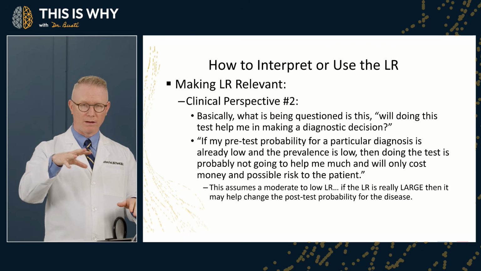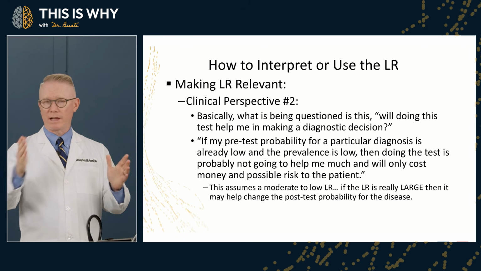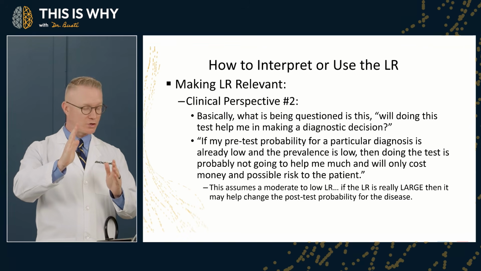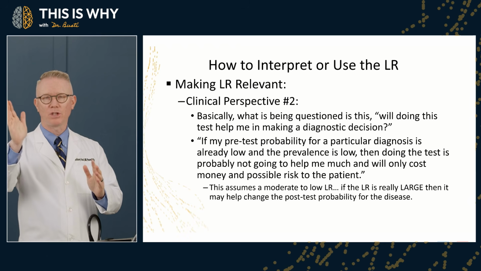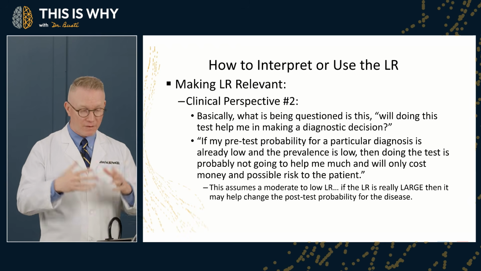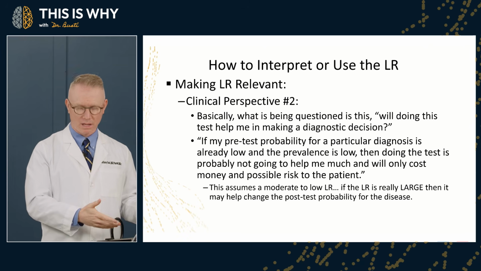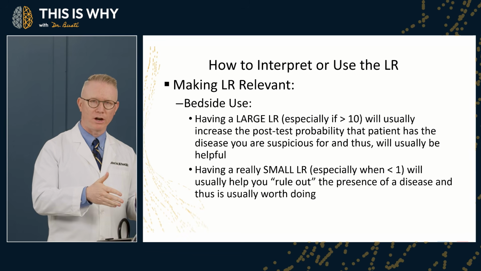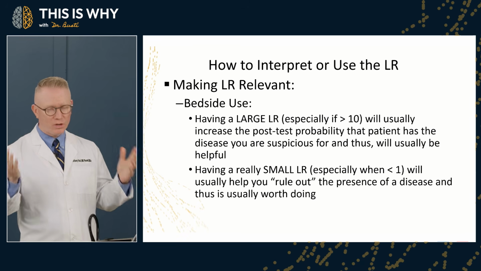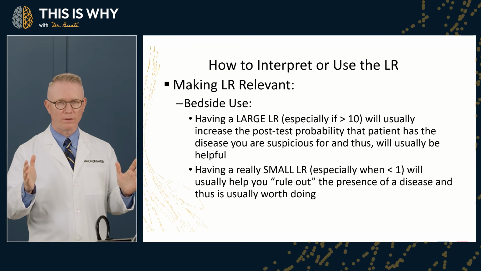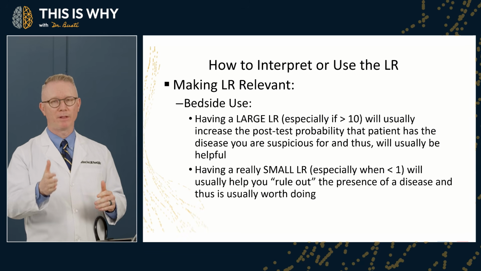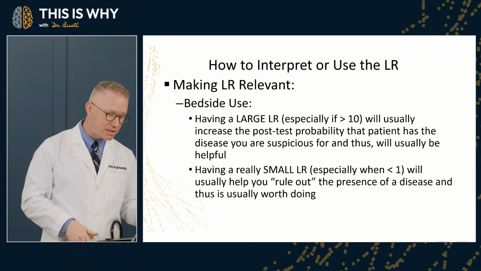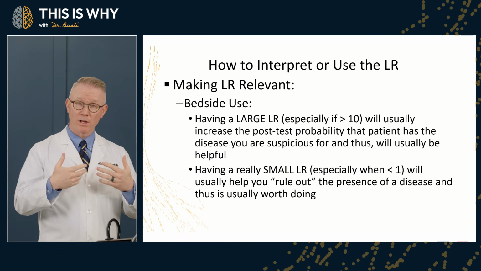And I'm going to show you in the Fagan nomogram what that looks like. I'll show you what happens if you have a likelihood ratio typically over 1, for sure over 10, and what it does to your post-test probability. The visual makes this come alive. Now, considering the bedside use, based on what I just said, having a large likelihood ratio, again, usually about 10 or more for sure, will increase the post-test probability. And you'll see that in the nomogram that I'm going to show you. That patient has a disease that you are suspicious for, and thus doing the test can be helpful.